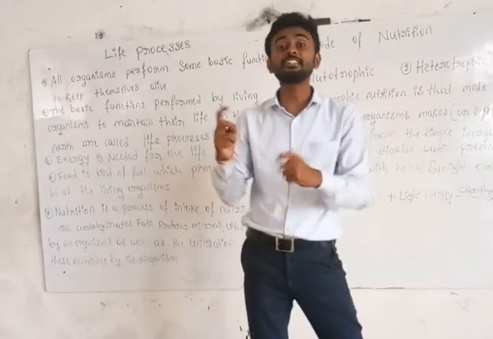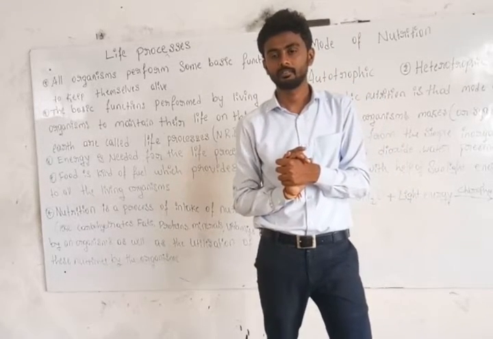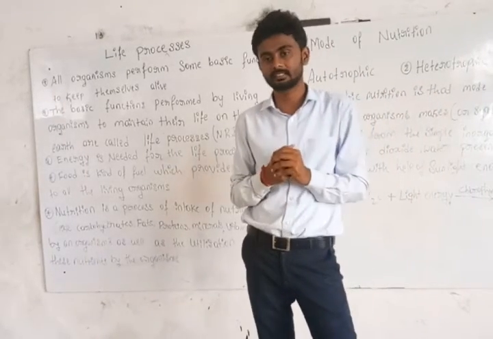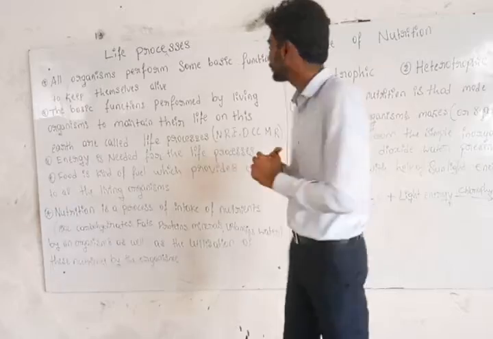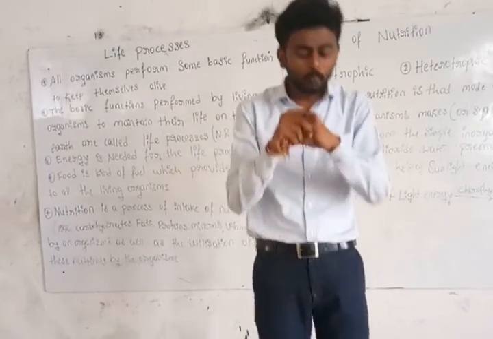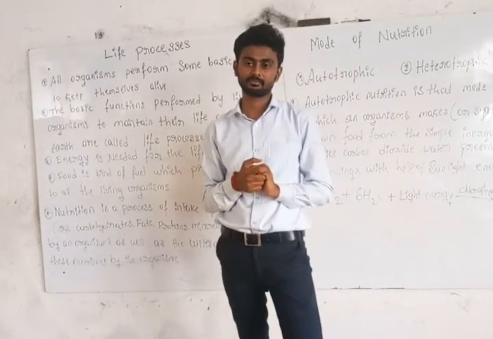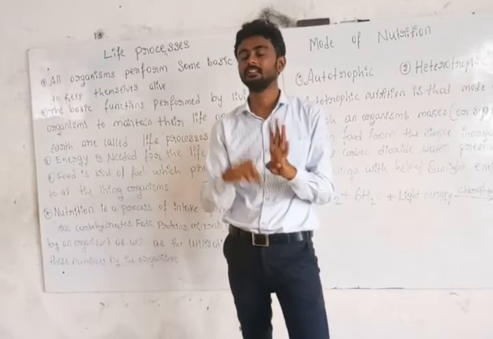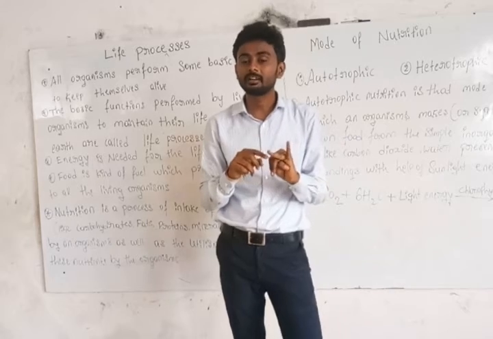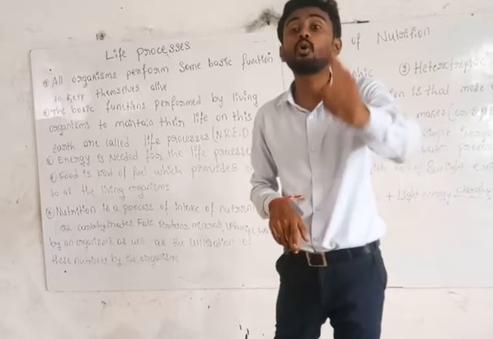Organisms which can prepare their own food materials with the help of raw materials, with the help of the raw components, that type of organisms are known as what? Autotrophs. For example, plants. In the world, only plants can prepare their own food materials with the help of carbon dioxide, water, and some minerals, by using the sunlight and in the presence of chlorophyll pigment.